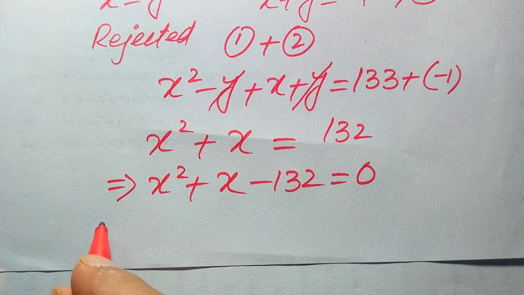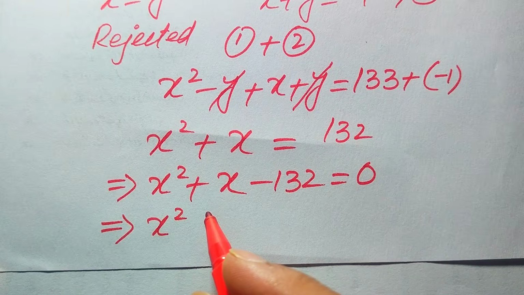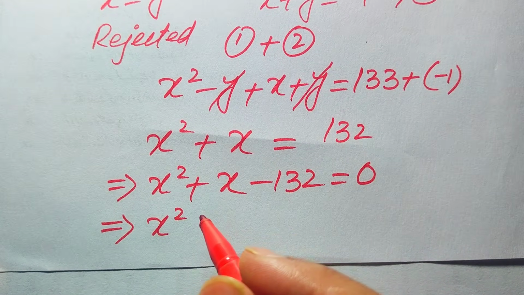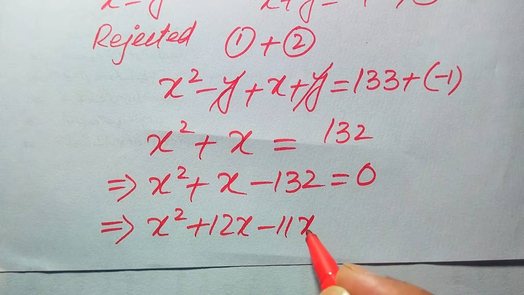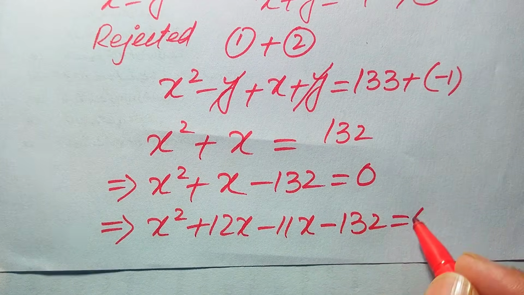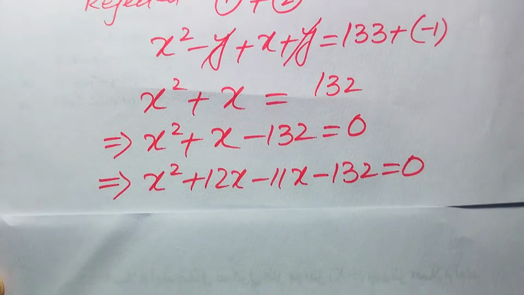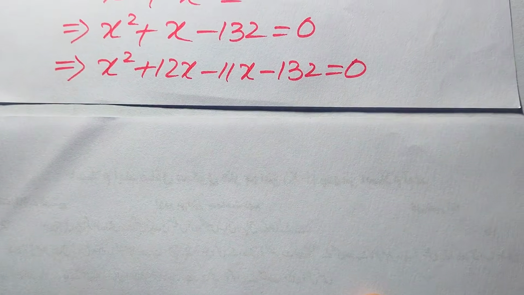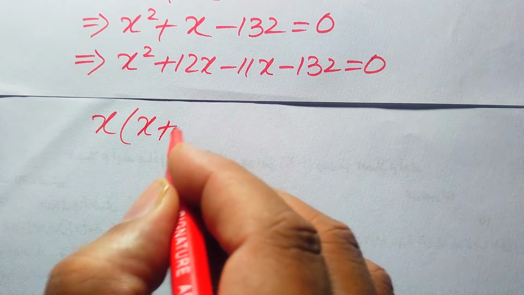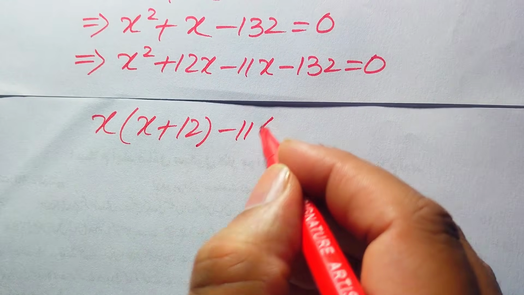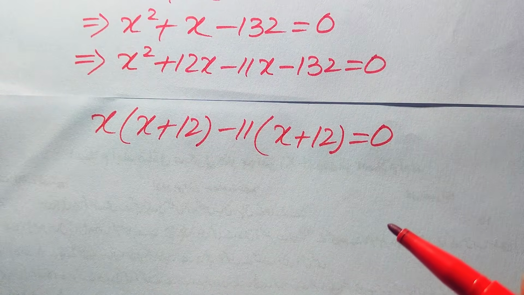And here we need to make the factors of this equation. For factorization, we will break its middle term, and its middle term is plus x. When we break this value, we write it as 12x minus 11x and minus 132, and this whole equation equals 0. Further, in the next step, we need more simplification. From the first two terms we take common x and the remaining values are x plus 12, and from here we take common minus 11 and we again get the value x plus 12, and this whole equation equals 0.